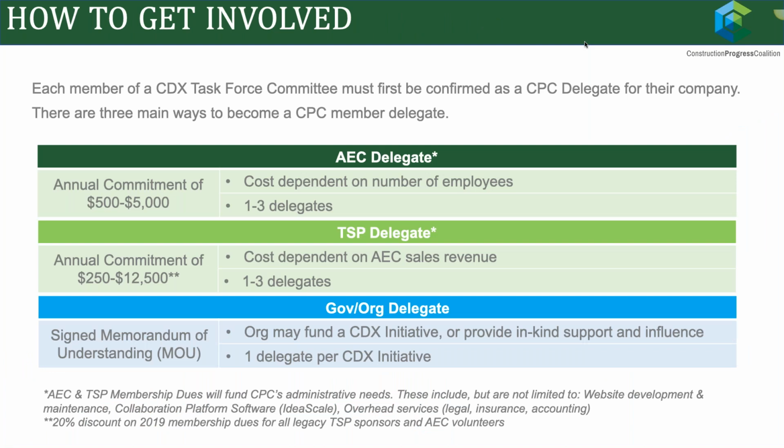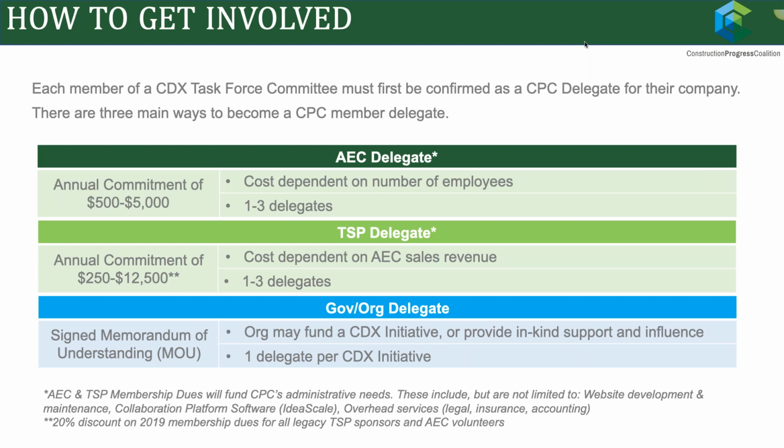All right, so how to get involved. Each member of a CDX task force committee must first be confirmed as a CPC delegate for their company. And you can see there are 3 different ways based on those 3 different perspectives to become that delegate. So if you currently work for an AEC firm, we're looking at an annual commitment of anywhere between $500 and $5,000. Again, the cost is going to range depending on the number of employees that you have, both craft and admin, because that is ultimately who we are serving. And then depending on those same ranges, those companies will receive anywhere between 1 and 3 delegates.